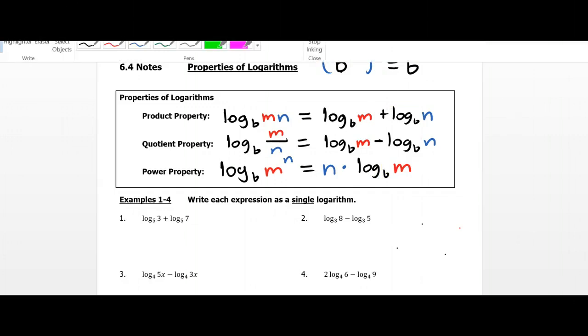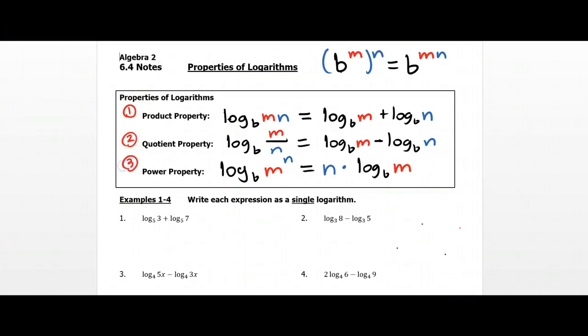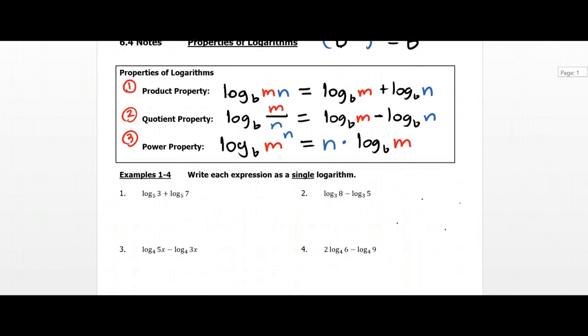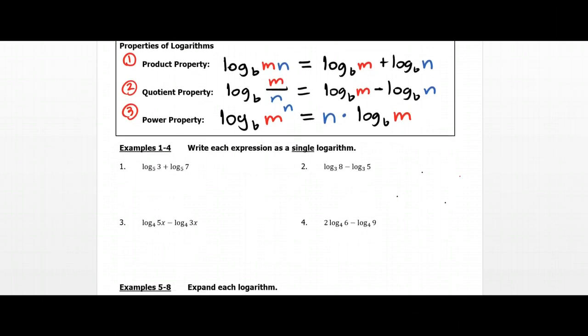Okay, so these right here are the three different properties that I want you to be familiar with for logs: product property, quotient property, and power property. And now we're going to practice using these three properties in each of these examples below. So examples 1 through 4, what I'm going to be doing here is writing each of these expressions as a single logarithm. This is also known as condensing logarithmic expressions. Okay, so when you're condensing, you want to make sure that your expression only has the word log once, basically.